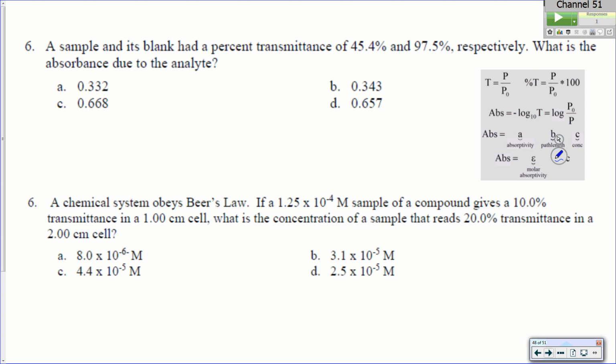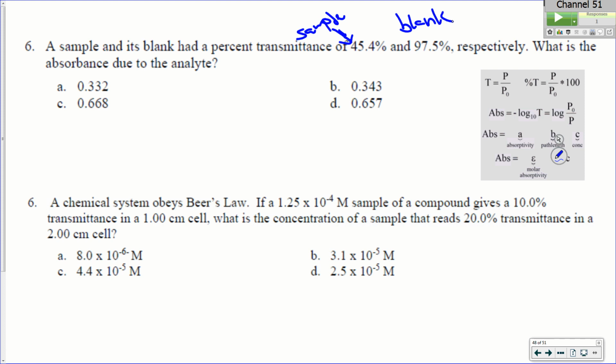All right. So here are a couple of clicker questions from old exams. I would work these just to show you some of them. Number 6 says you had a sample and a blank with percent T of 45.4 and 97.5. So this one's the sample, and this one's the blank.